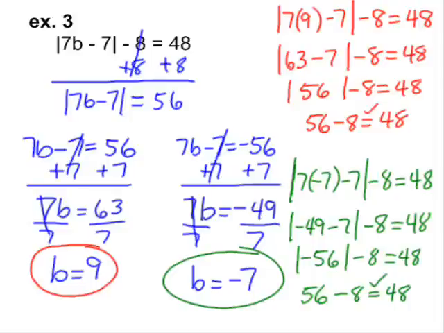So for example 3, we do have two solutions. b equals 9 and b equals negative 7.